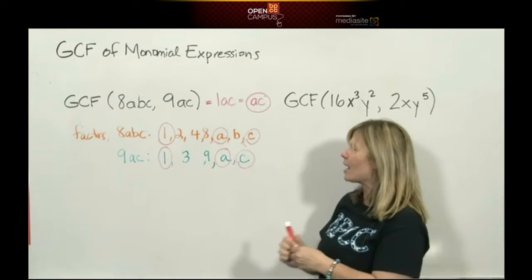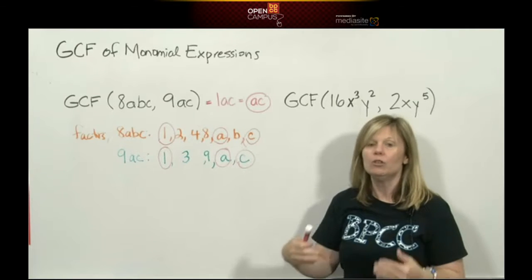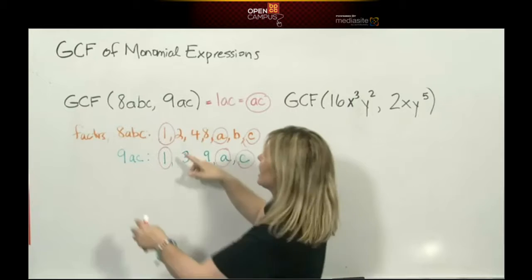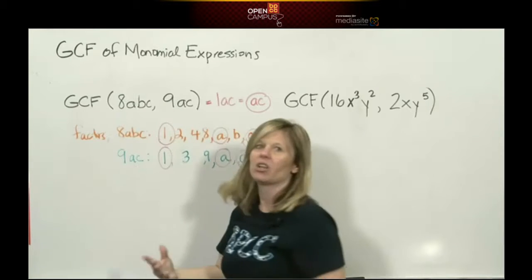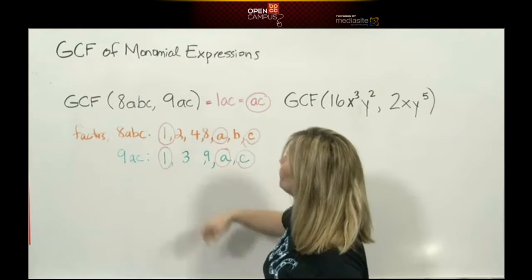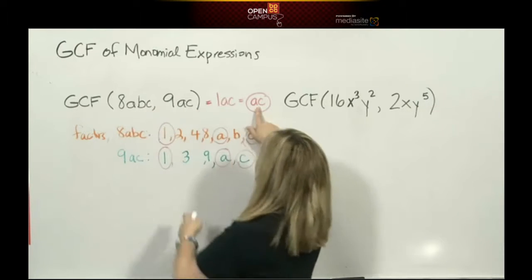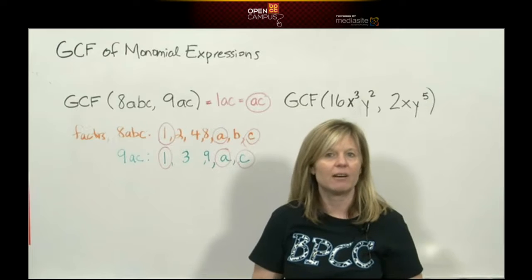Now, do you need to actually write all these factors out? No, our goal is to be able to look at these monomials and figure this out. Say to ourselves, 8 and 9, the only thing we can divide them both by is the number 1. They both have the letter A, they both have the letter C in common, so AC is our GCF.